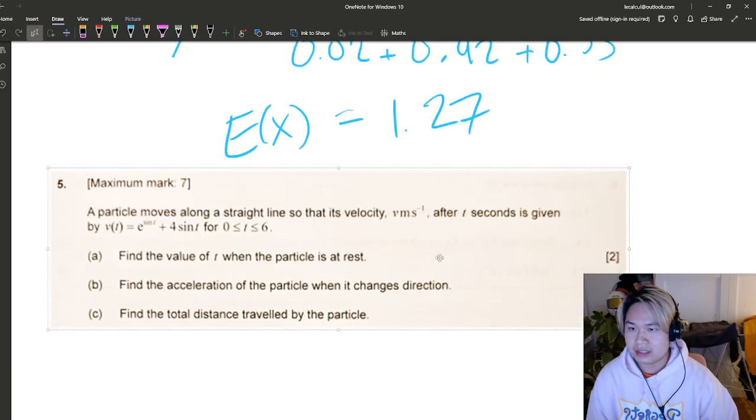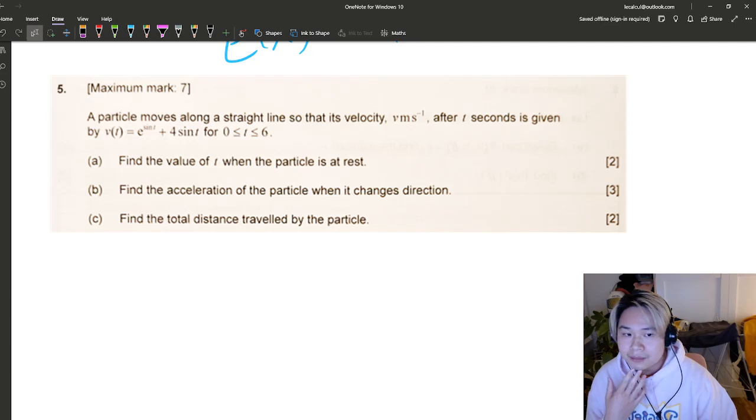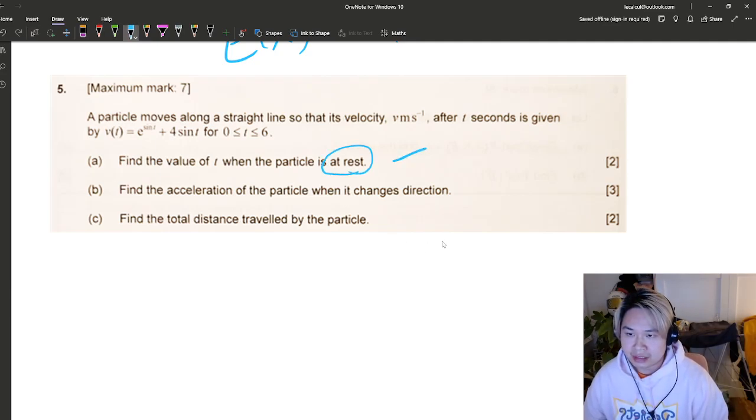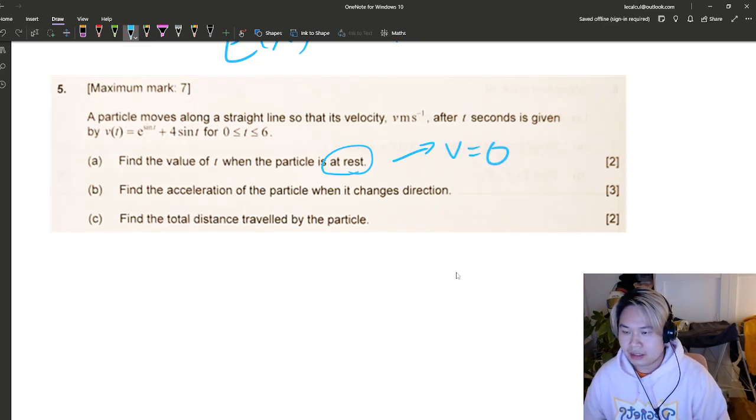Like honestly, these are very typical questions. Okay, we have a particle, we have its velocity. Find the value of t when the particle is at rest. So if it's at rest, then obviously it's not moving. So this is when v is 0. Okay. So easy enough to do. We are basically finding the v-intercepts.